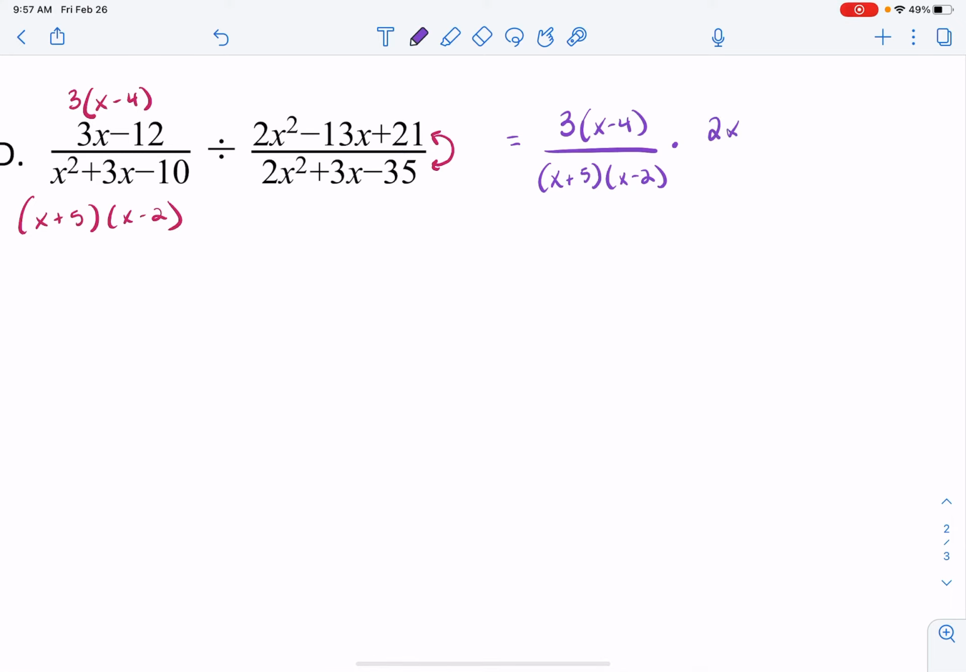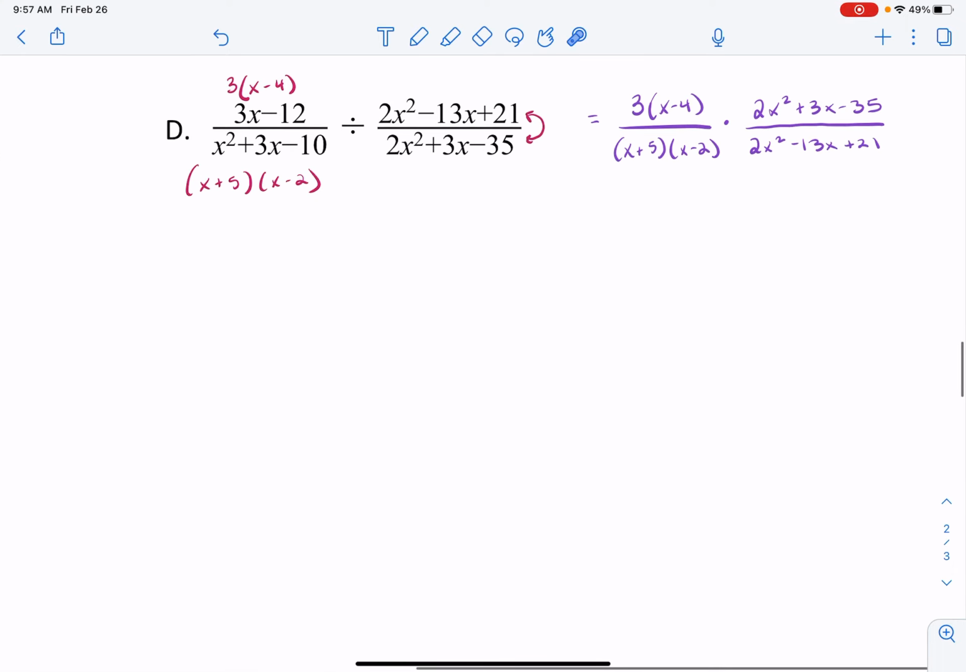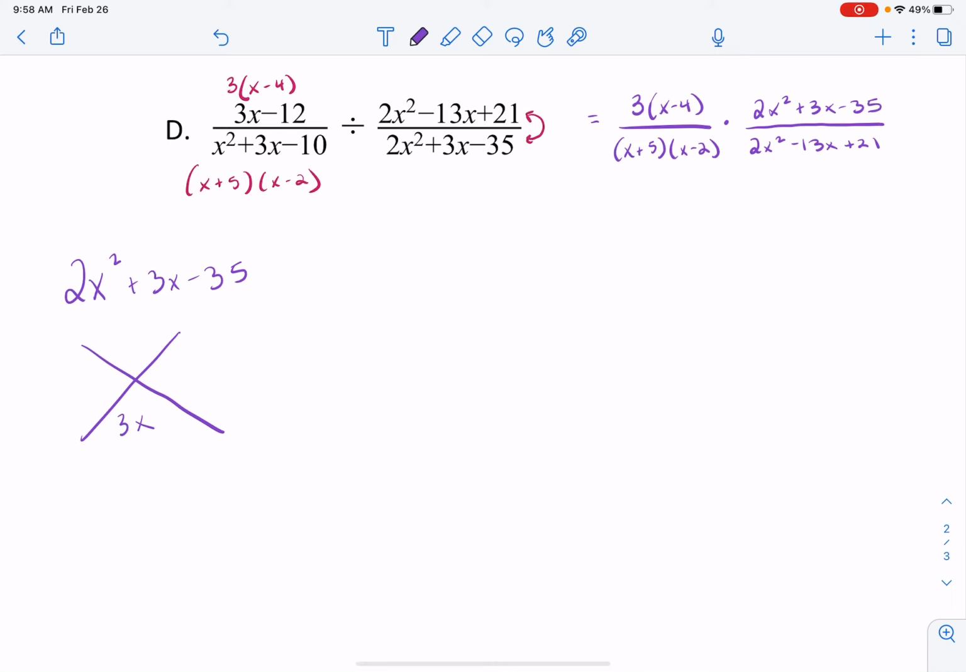2x squared plus 3x minus 35 over 2x squared minus 13x plus 21. Okay, so let's go ahead and factor these. We'll use the diamond method. So let's start with 2x squared plus 3x minus 35. So put the 3x here.